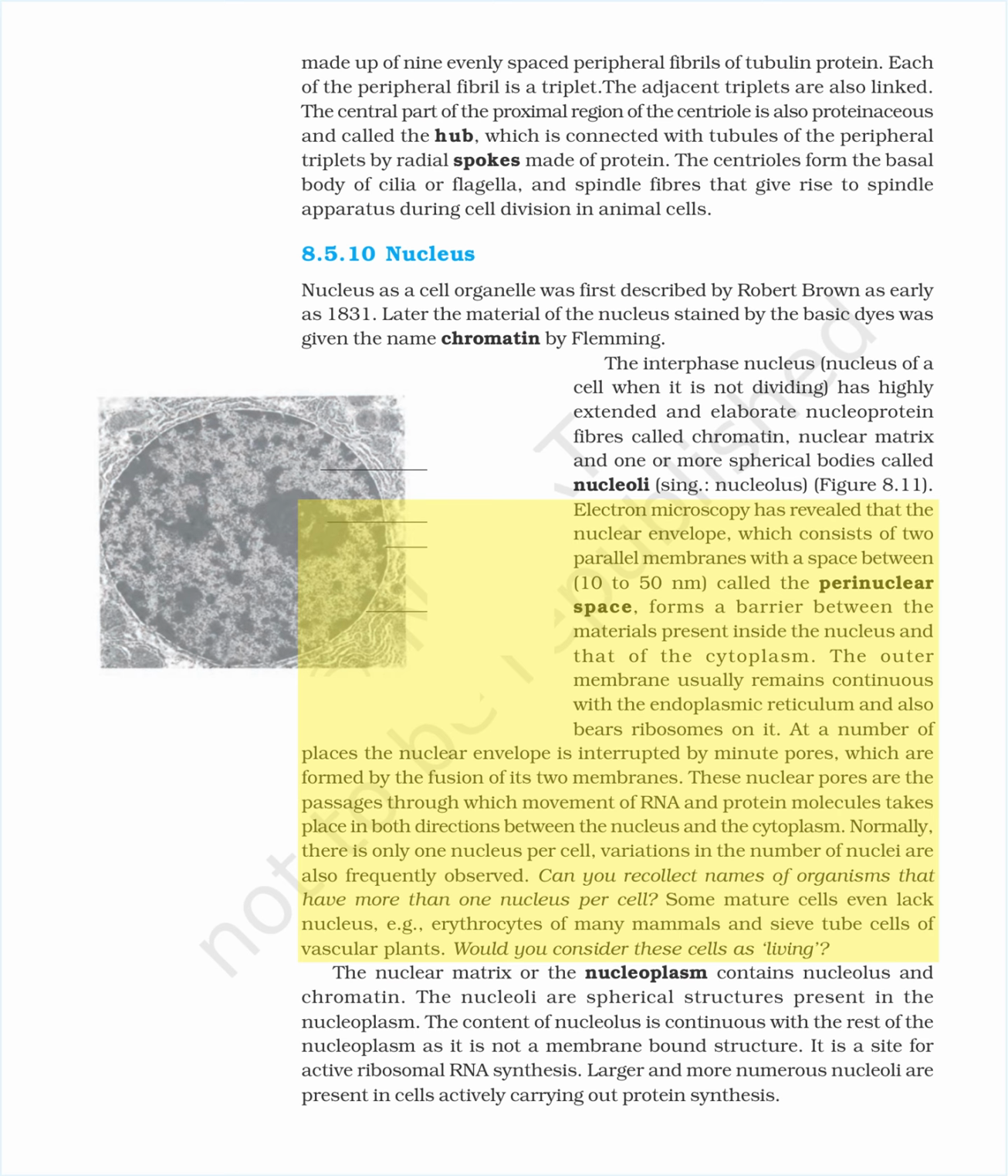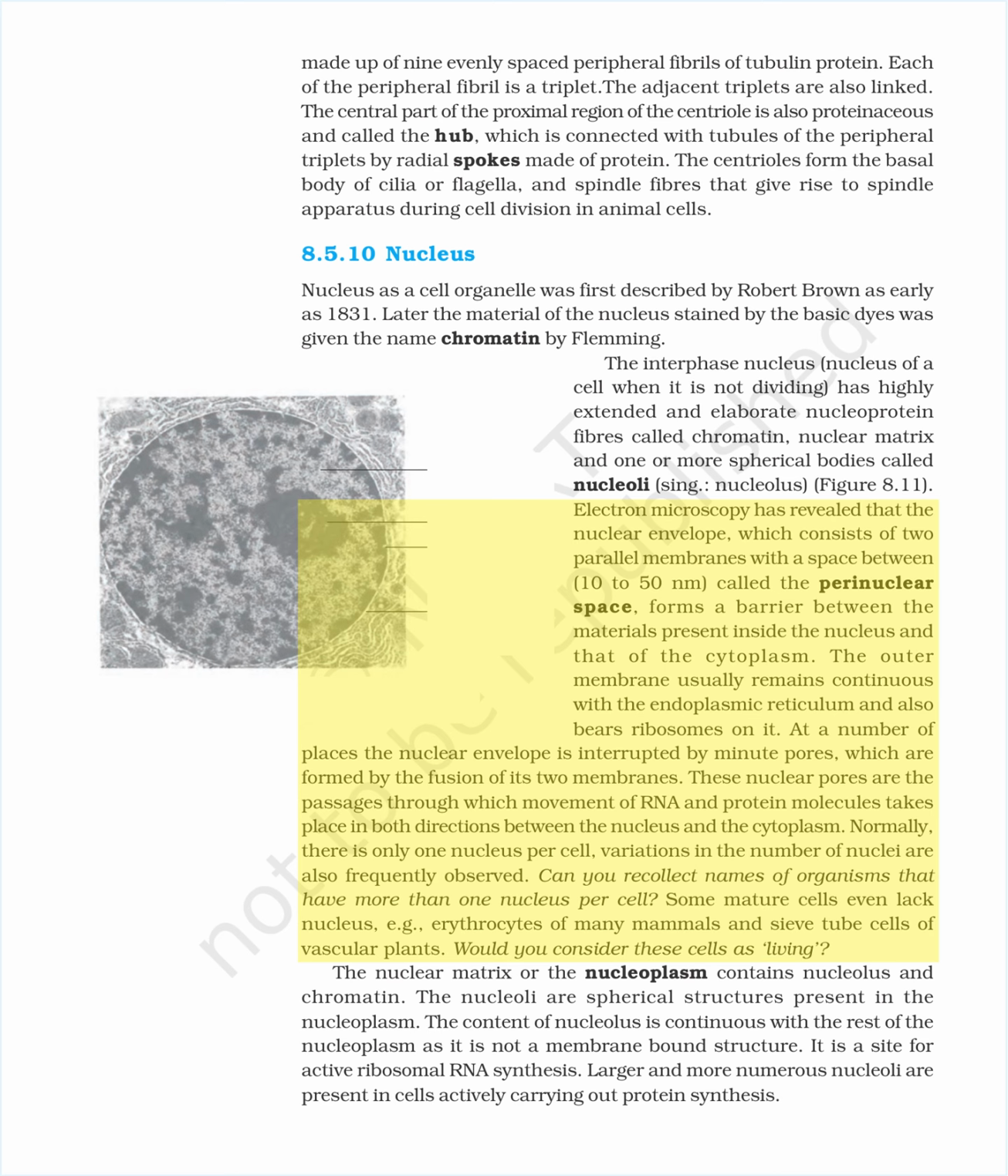Electron microscopy has revealed that the nuclear envelope, which consists of 2 parallel membranes with a space between them of 10 to 50 nanometers, called the perinuclear space, forms a barrier between the materials present inside the nucleus and that of the cytoplasm. The outer membrane usually remains continuous with the endoplasmic reticulum and also bears ribosomes on it. At a number of places the nuclear envelope is interrupted by minute pores, which are formed by the fusion of its 2 membranes. These nuclear pores are the passages through which movement of RNA and protein molecules takes place in both directions between the nucleus and the cytoplasm.